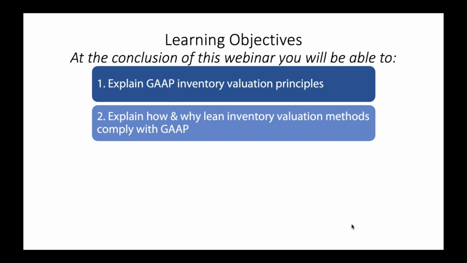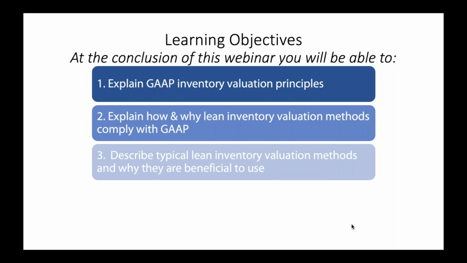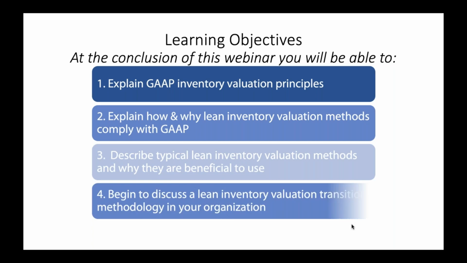I will explain how and why lean inventory valuation methodologies comply with GAAP. And I'm going to show you some examples and explain why they're beneficial to use. These are examples of companies that have used lean inventory valuation methods. And then, how do you begin to have a discussion inside your organization about the transition to lean inventory valuation?